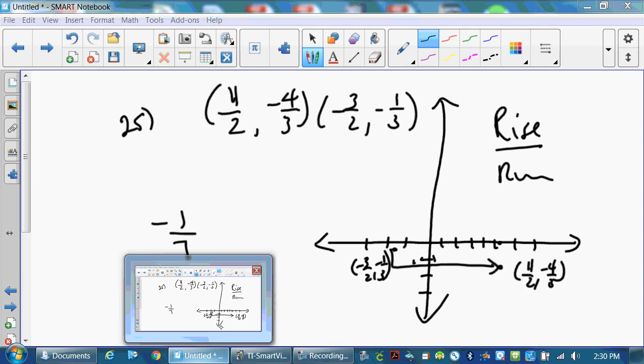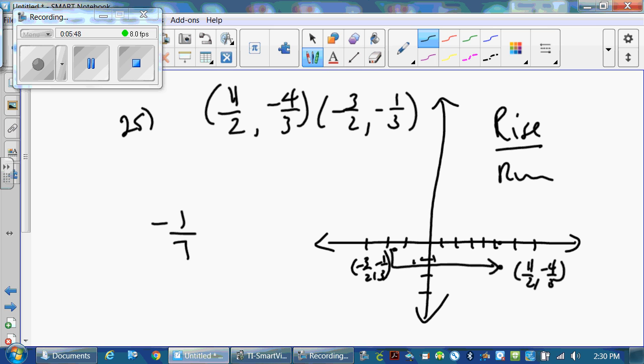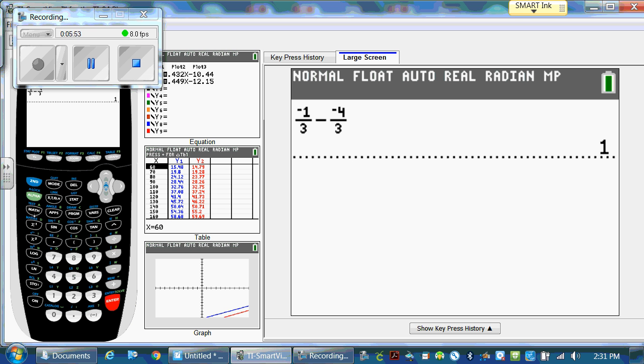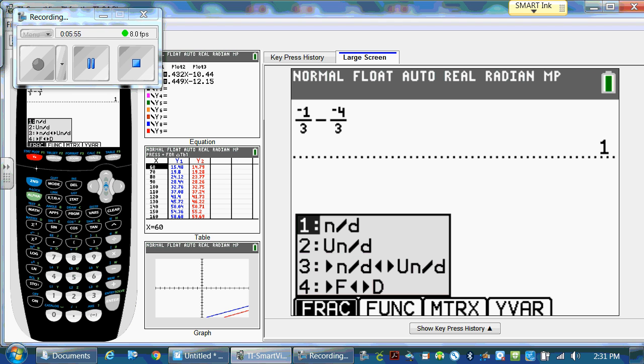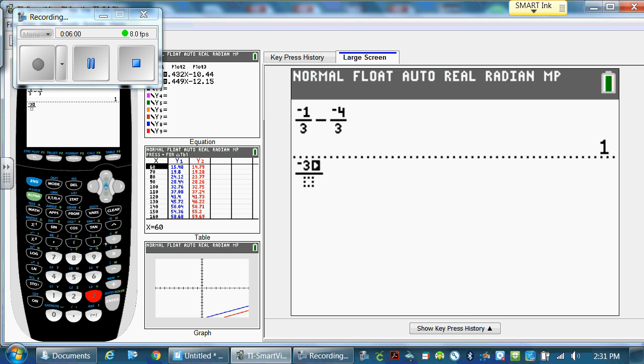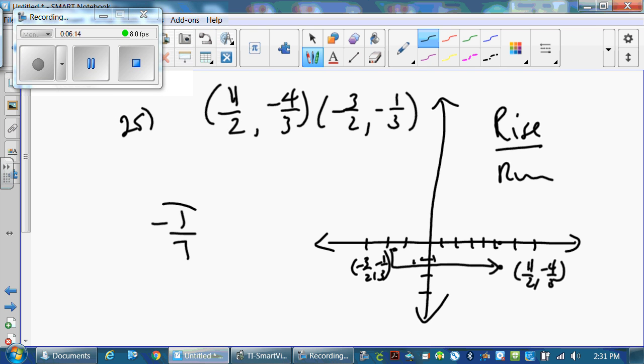So negative 1/3 minus negative 4/3 is 1, and then negative 3/2 minus 11/2 would be alpha y equals negative 3/2 minus alpha y equals 11/2. Should be a negative 7, and 1 over negative 7, or negative 1/7 is what I got for the slope for number 25.